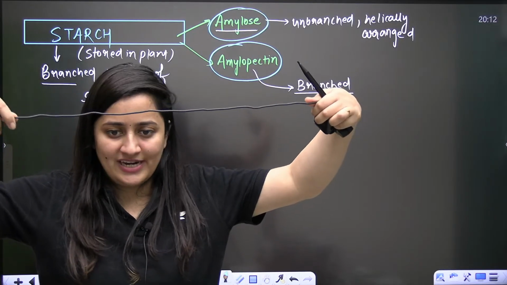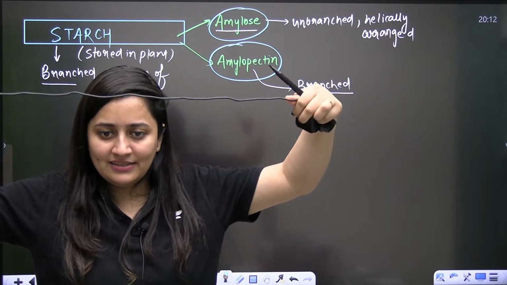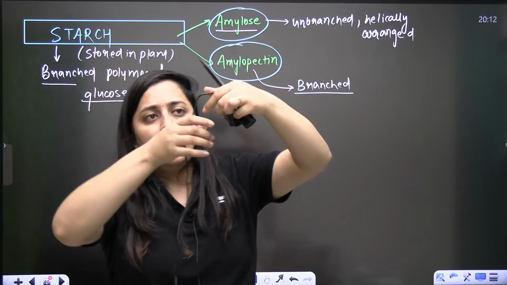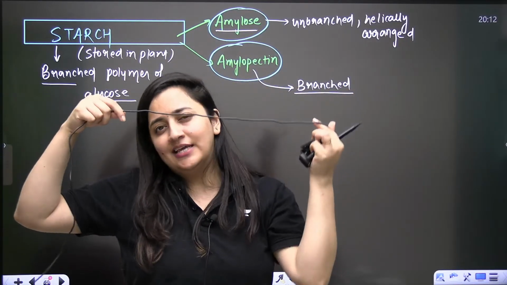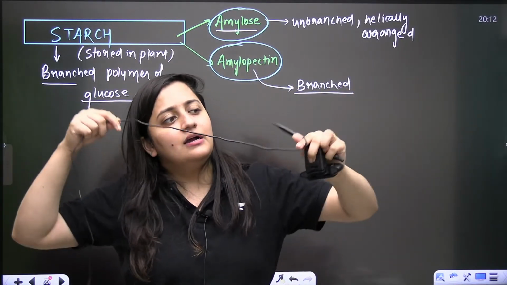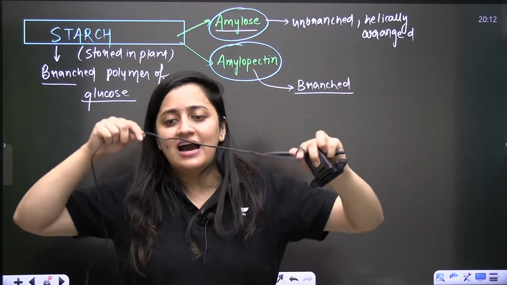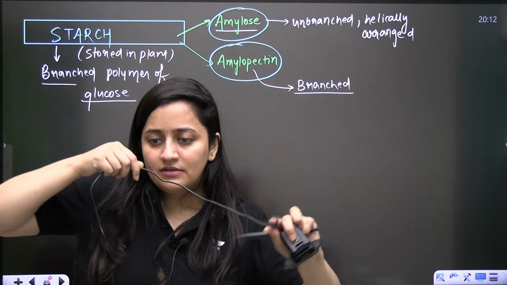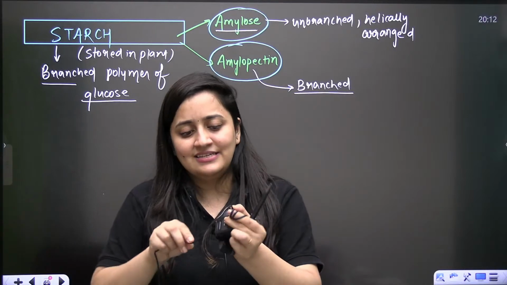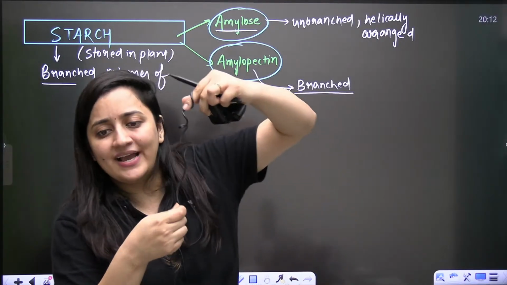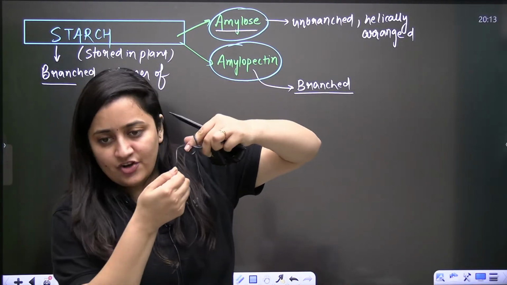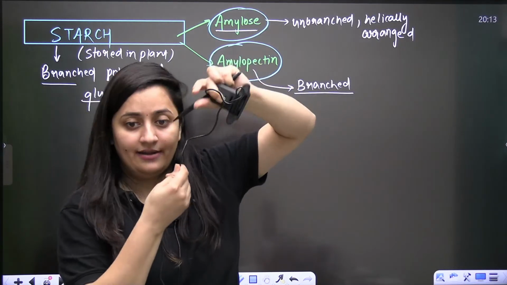This is a straight chain. Are you getting it? This is a straight chain. Now, this straight chain is not branched. I can arrange it like this, I can arrange it like this, I can just coil it, yes or no? It's straight, but I can coil it.